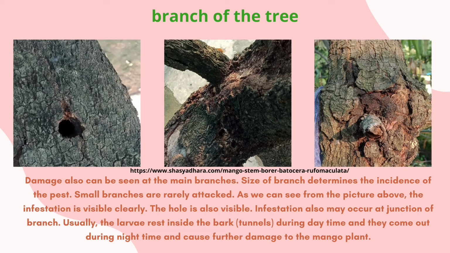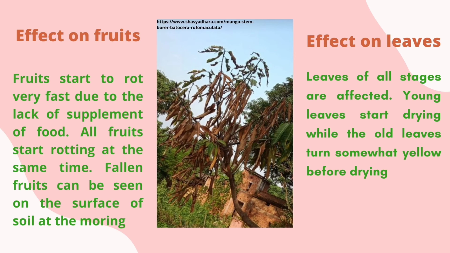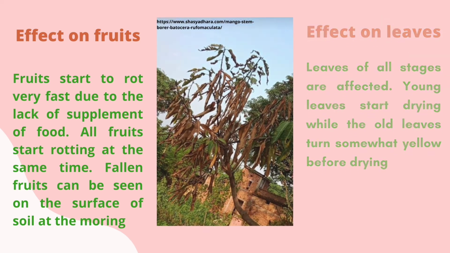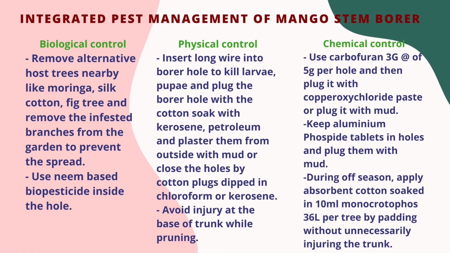Usually, the larvae rest inside the tunnels during the daytime, and they will come out during the nighttime and cause damage to the mango plant. And it may affect the fruits and leaves. The fruits start to rot very fast due to the lack of food supply. And for the leaves, the young ones start to dry out, while the old leaves turn somewhat yellow before drying too. But this insect can be controlled by using biological, physical, and chemical control.